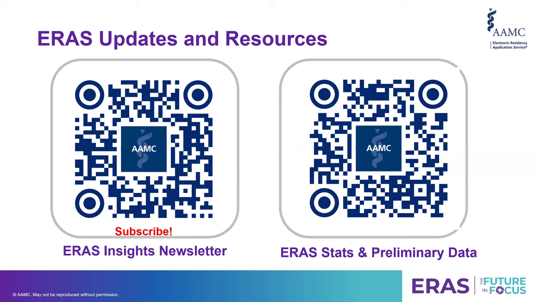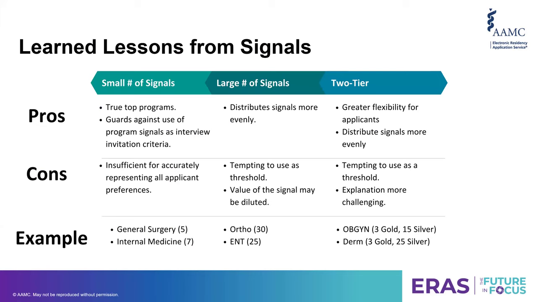I mentioned earlier, of course, there's 23 specialties that are participating in signals. One thing to keep in mind is that this is continuing to evolve. This is a collaborative tool that we work with specialties to innovate on. As you saw earlier, some specialties had really high numbers of signals. Some specialties had like 5 signals. Some specialties had a gold and silver signal, basically a two-tiered model. One thing to keep in mind is, again, there's a lot of clues in terms of how programs are reviewing these signals, and that's something to take into consideration when you look at the interview data.